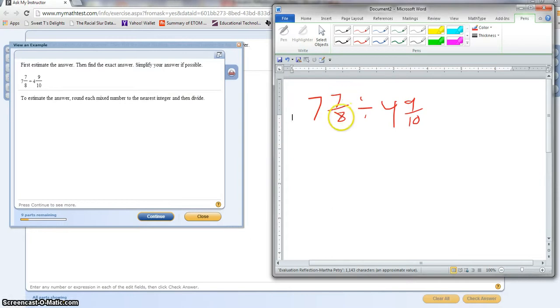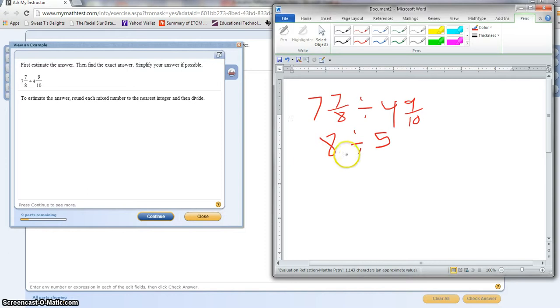Now, we know 8 over 8 is the same as 1. So we know 7/8 is close to 1. So because we have 7/8 here, we will add 1 to this 7, and 7 and 7/8 will become 8. Now this is estimating. Now that's divided by 4 and 9/10. We know 9/10 is closer to 1 than it is to 0. So we will add 1 to this 4, and that will make it 5. So now what we will have here is 8 divided by 5.